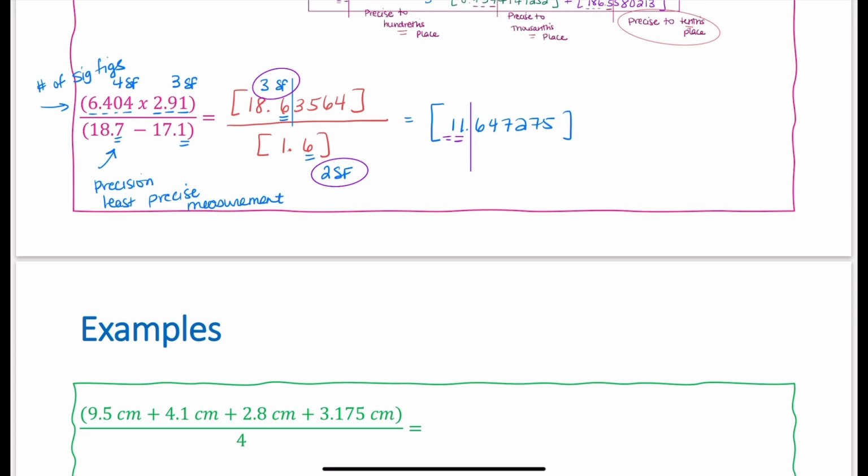My sig figs end at that ones position. The 1 of the 11, the second number 1 listed right there, that is my ones position, and that is the least precise I can make it because I need to have 2 sig figs in my overall answer. So I'm going to round, dropping the 6. Because it is a 6, I'm going to round up, and my final answer will be 12.